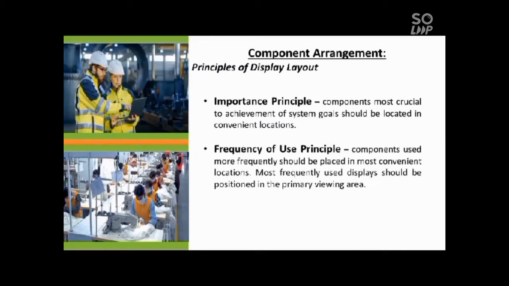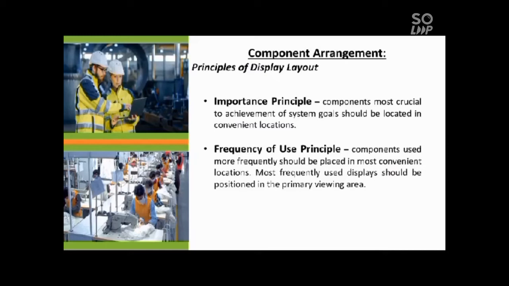First, the designer must consider the general location of components relative to other components, using the importance and frequency of use principles. So these are the principles of display layout. The importance principle: components most crucial to achievement of system goals should be located in convenient locations. The frequency of use principle: components used more frequently should be placed in the most convenient locations. Most frequently used displays should be positioned in the primary viewing area.